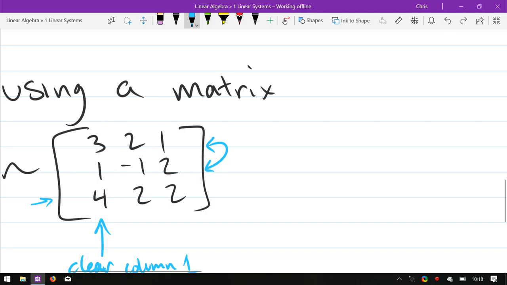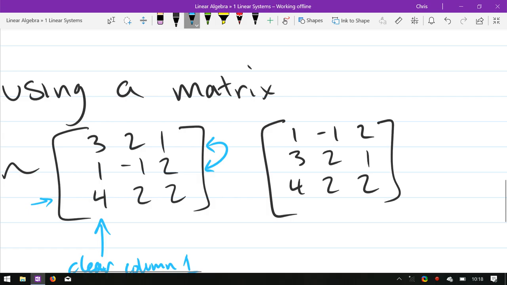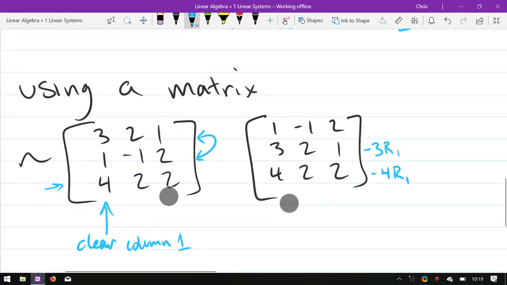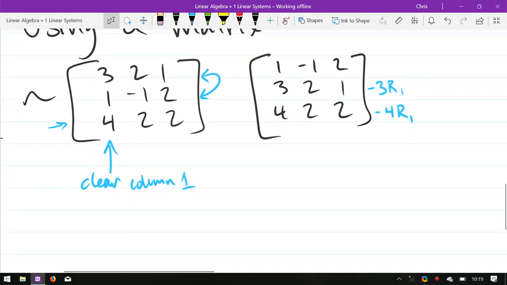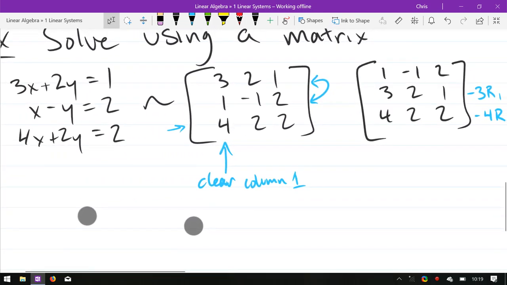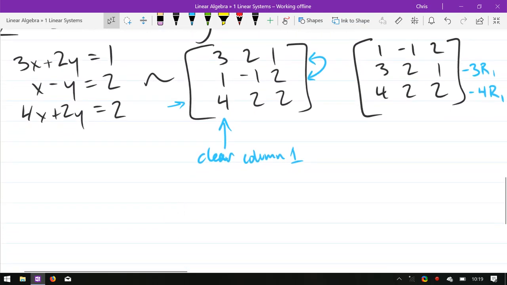So let's go ahead and swap row 1 and row 2. And now we can use the 1 in row 1 to knock out everything in column 1 at the same time. So in row 2, we're going to subtract 3 row 1. And then in row 3, we're going to subtract 4 row 1. I'm going to give you 2 minutes to do as much reduction as you can and ask any questions that you have. And if you do get to what you think is the answer, remember, plug it in, be sure.